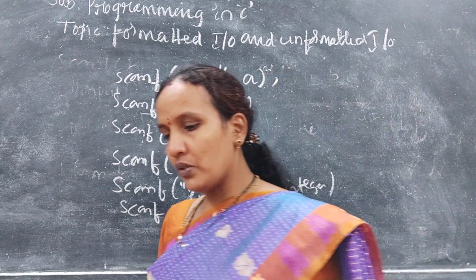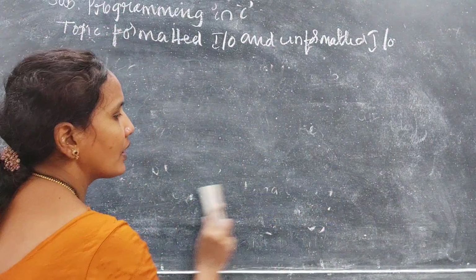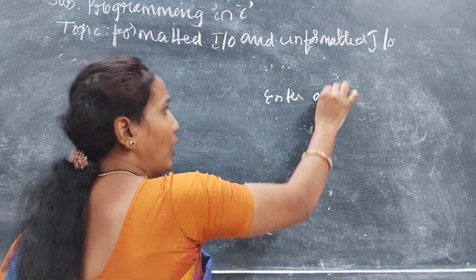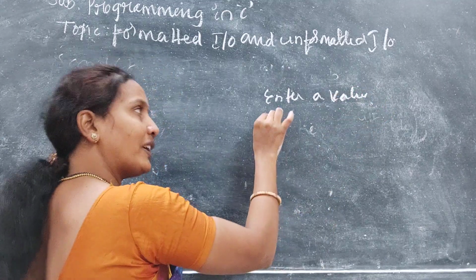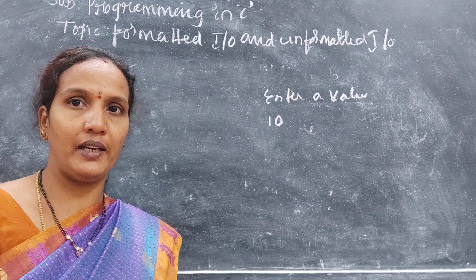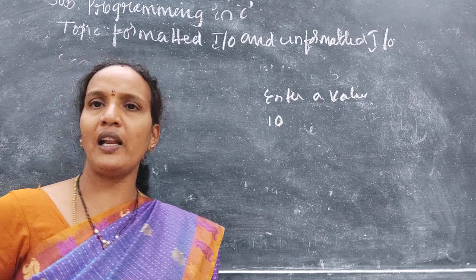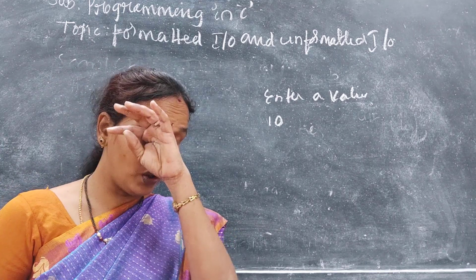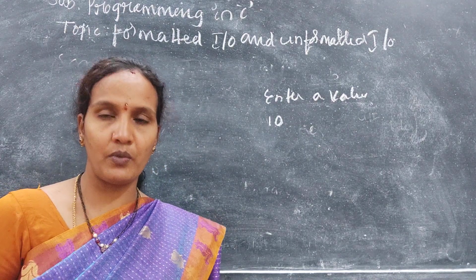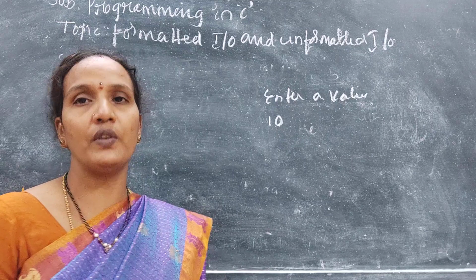Okay, so now we'll write one example program using the scanf function. First, I'll give you the output. On the output screen: enter a value. The user will give 10. The user is giving it after the compilation. If you have supplied a value in the program, directly after compiling you will get an output. But if you don't want to fix the value of the variable, you want to give different values at runtime from the keyboard, at the time of execution, then we'll go for scanf.